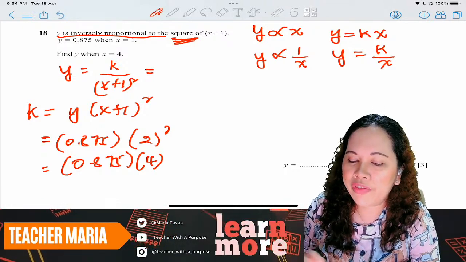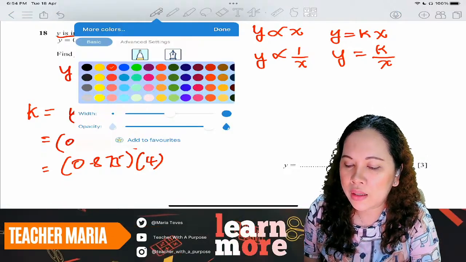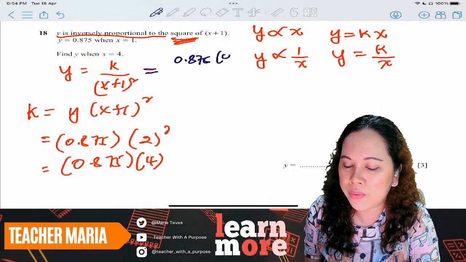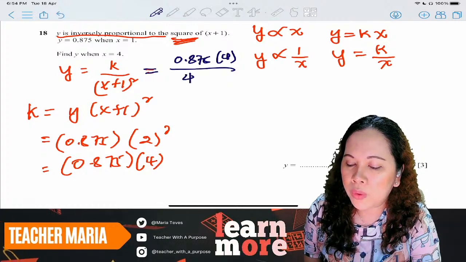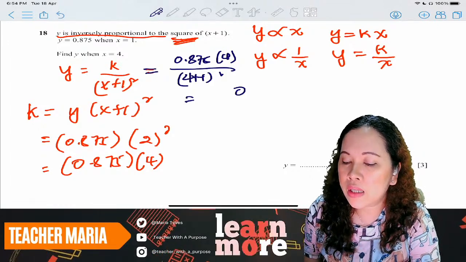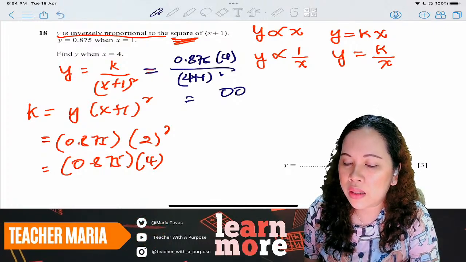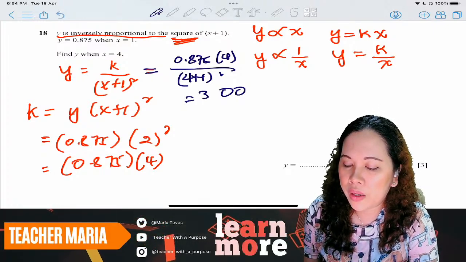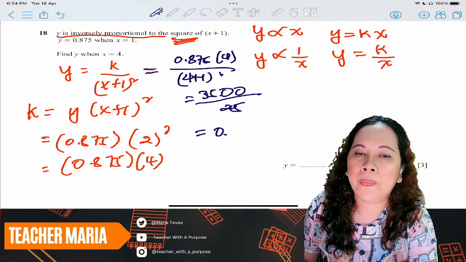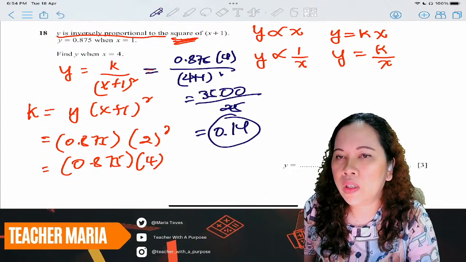Now, when you are looking to find y when x is 4, you solve it from here. So k is 0.875 times 4, over 4 plus 1 squared. So that will be 3.5 divided by 25, which will be 0.14. That's your answer.